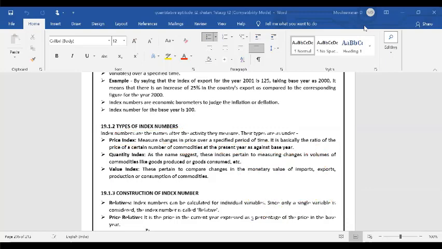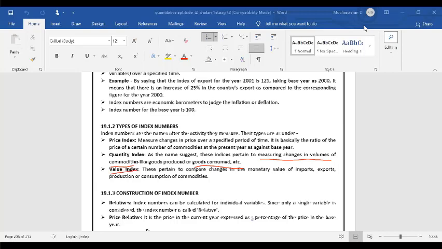Quantity index means the same thing. Here we are measuring it in volumes. Measuring change in volumes of commodities like goods produced, goods consumed. From the last year, this year goods produced is high or less. From the last year, goods consumed is high or less. That is quantity index.